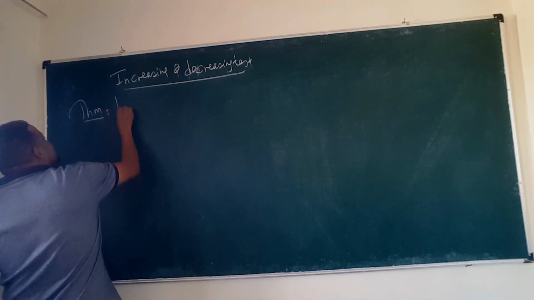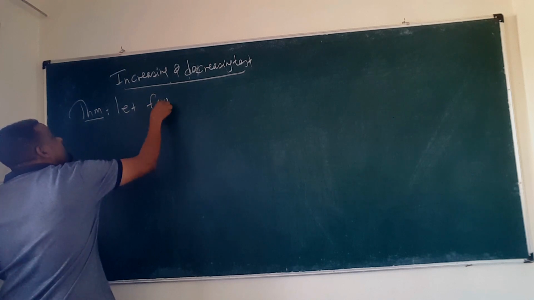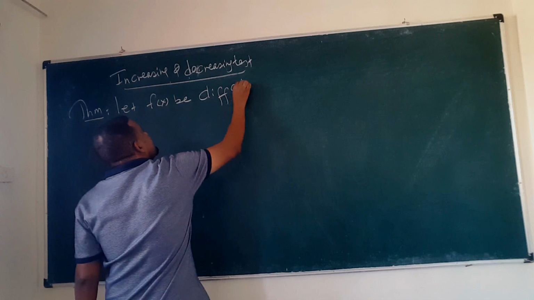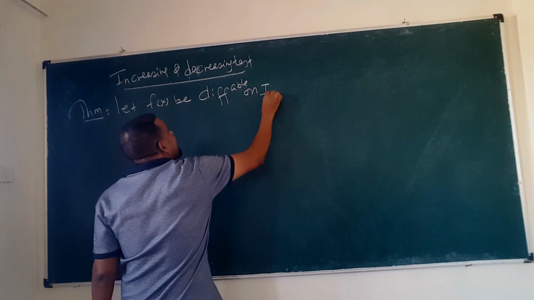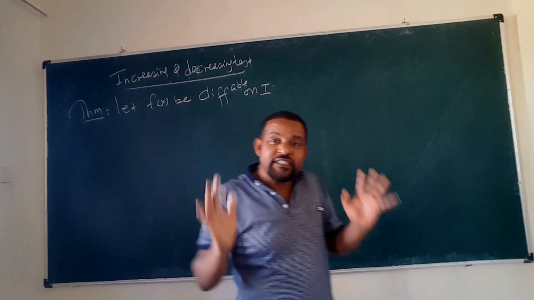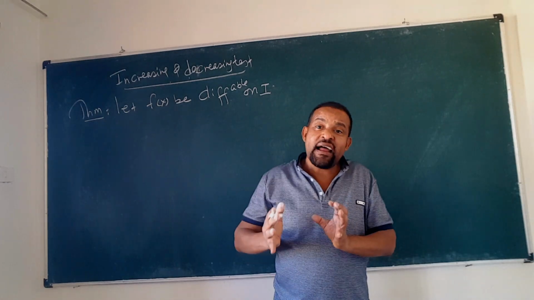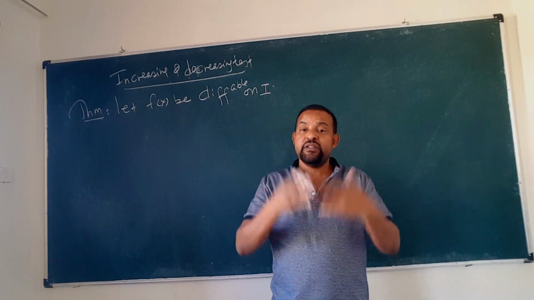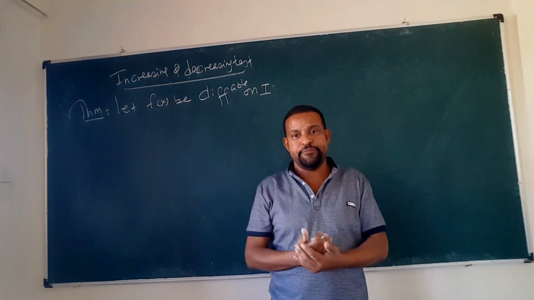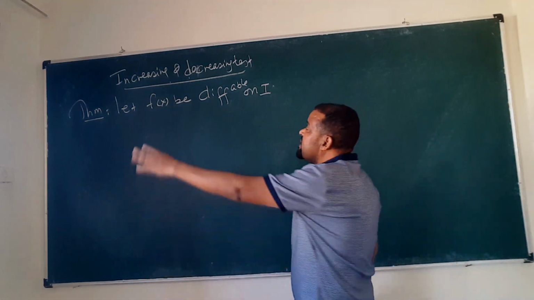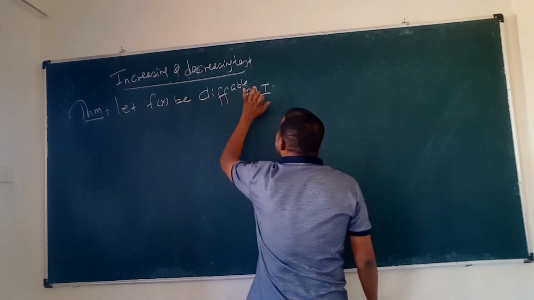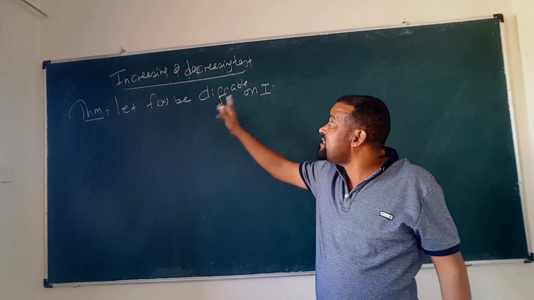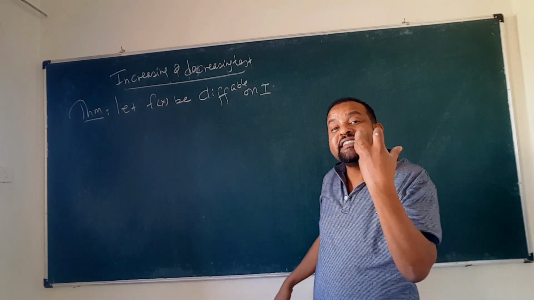Look, let the function f of x be differentiable on an interval I. A function is given that is differentiable on I. The interval I can be the open interval (a, b), the open interval (c, d), the open interval (x, y), and so on. Suppose a function f is differentiable on an interval I. That means the derivative exists.